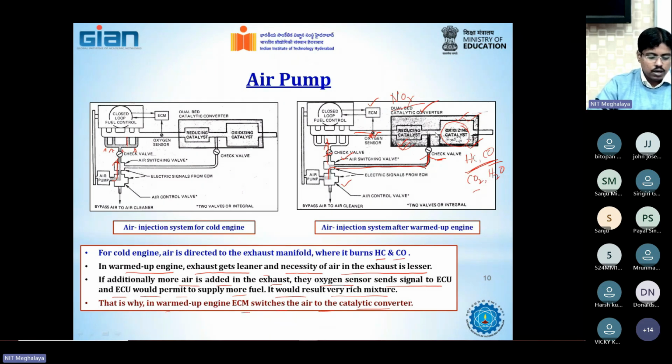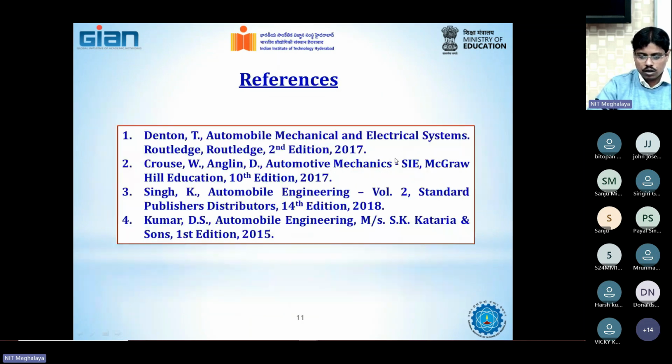So in this way, these three emission control devices work. These are some references. If you are interested, you can follow these books. They will give you much more detail and a brief idea about these particular emission control devices.